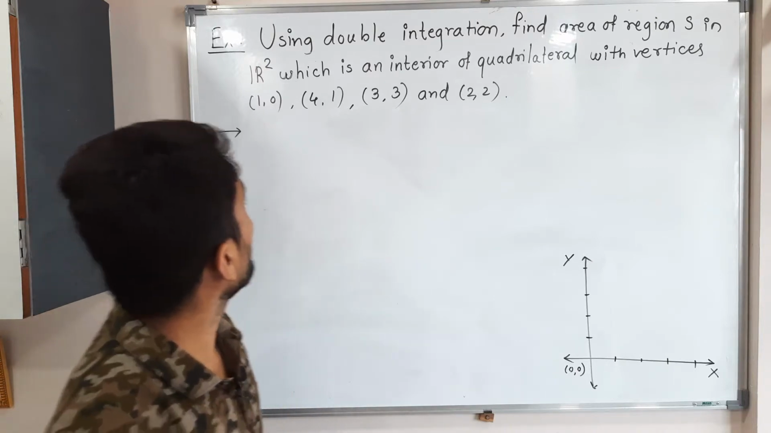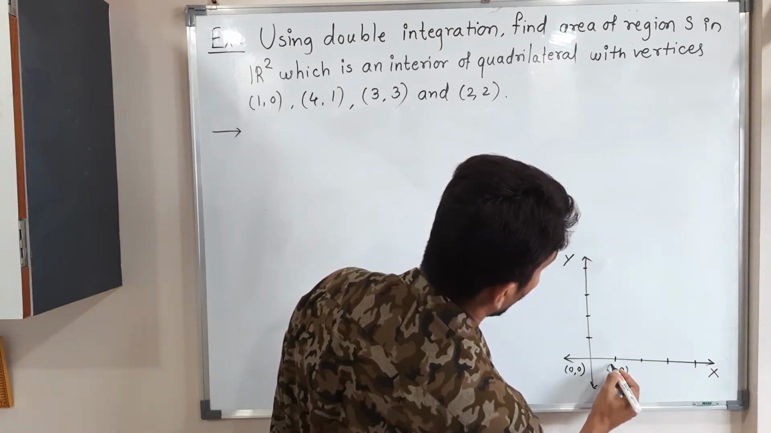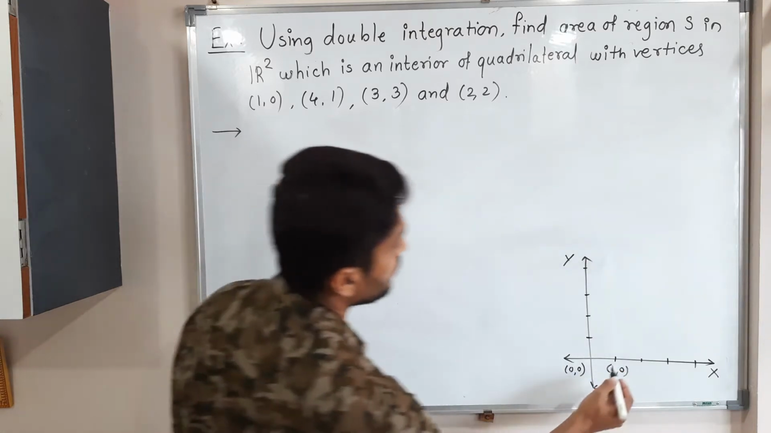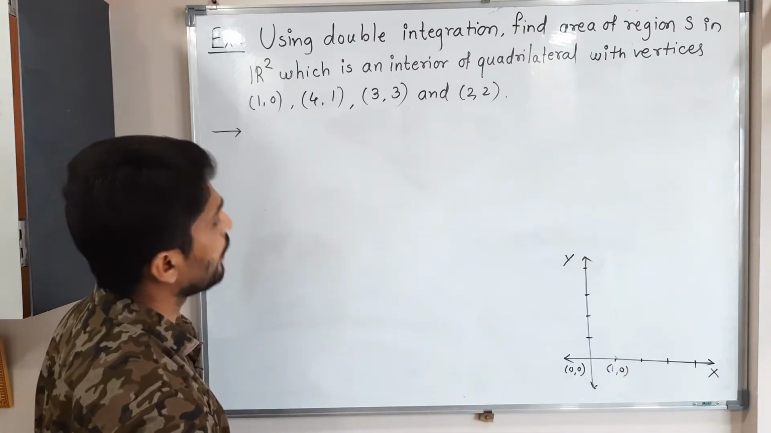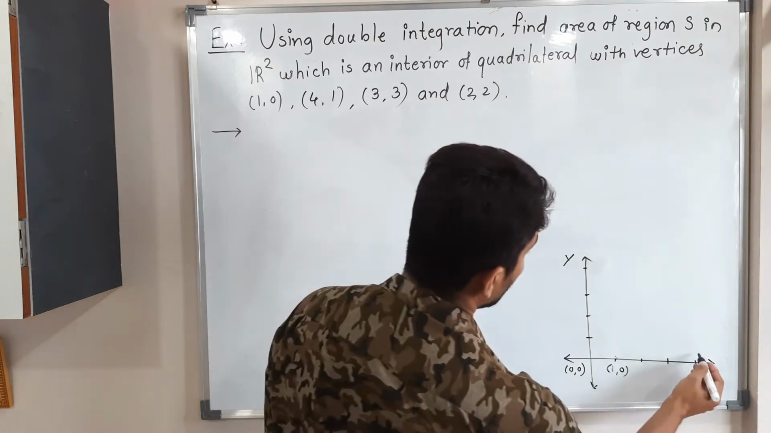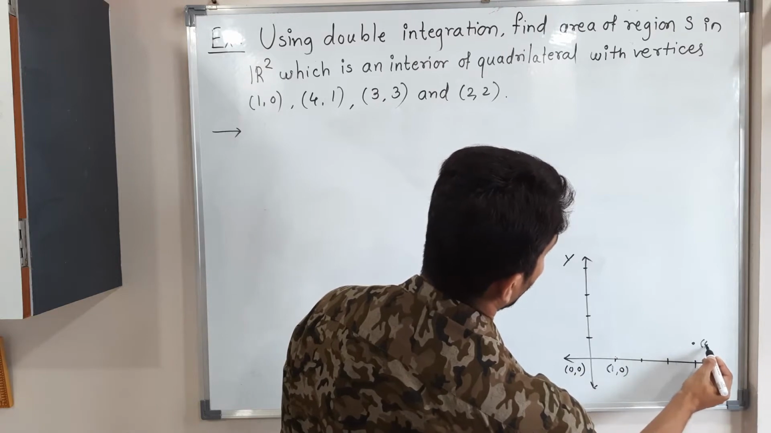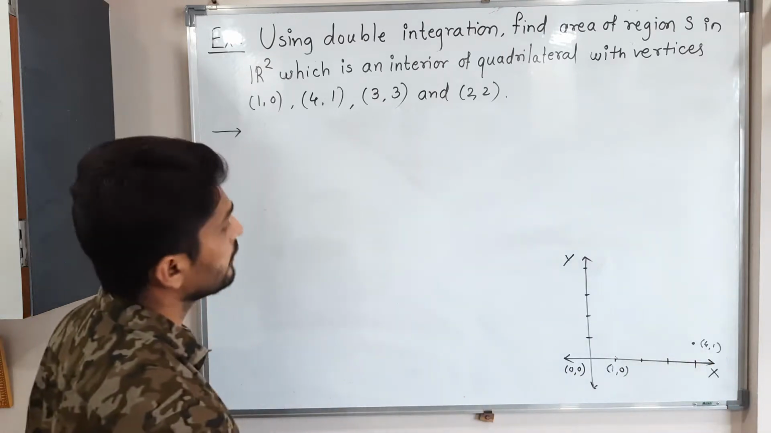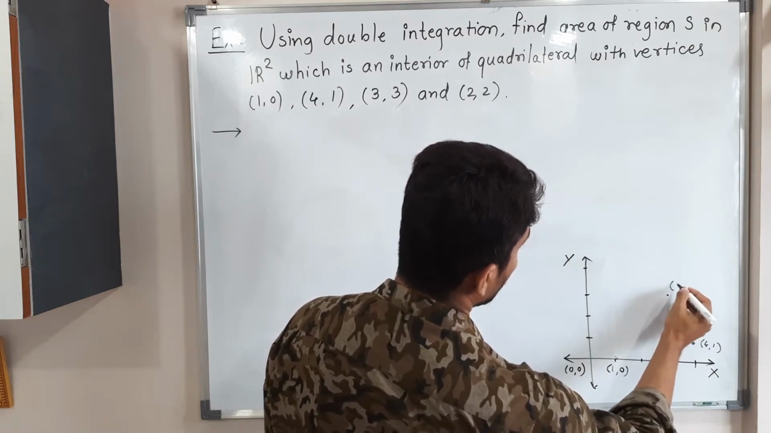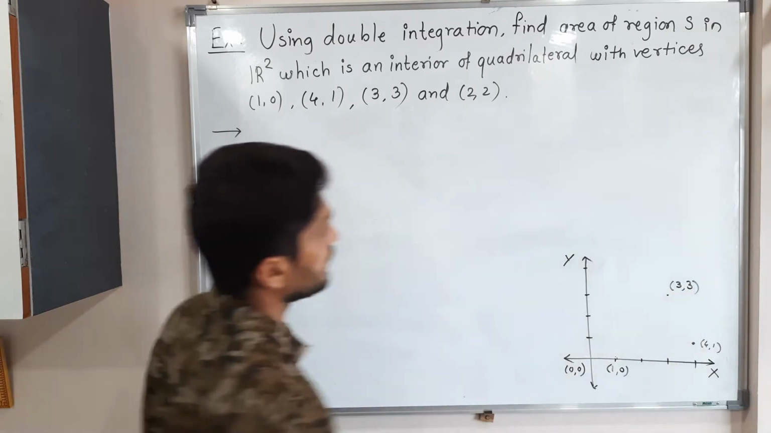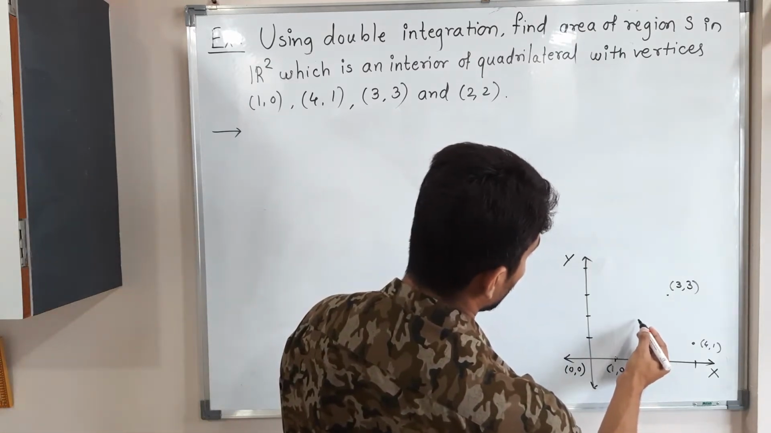The first point is (1, 0), so here we have the point (1, 0). What is the second point? (4, 1), so this is the second point. What is the third point? (3, 3), which will be here. And what is the last point? (2, 2), so (2, 2) will be here.